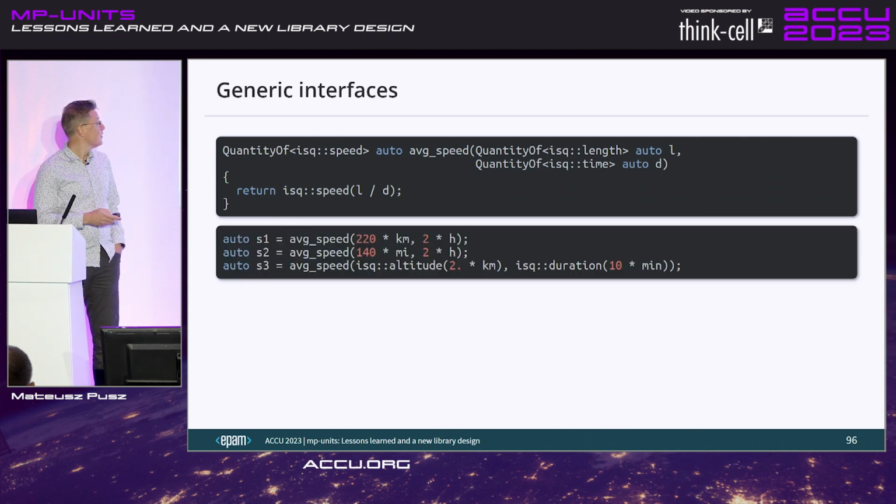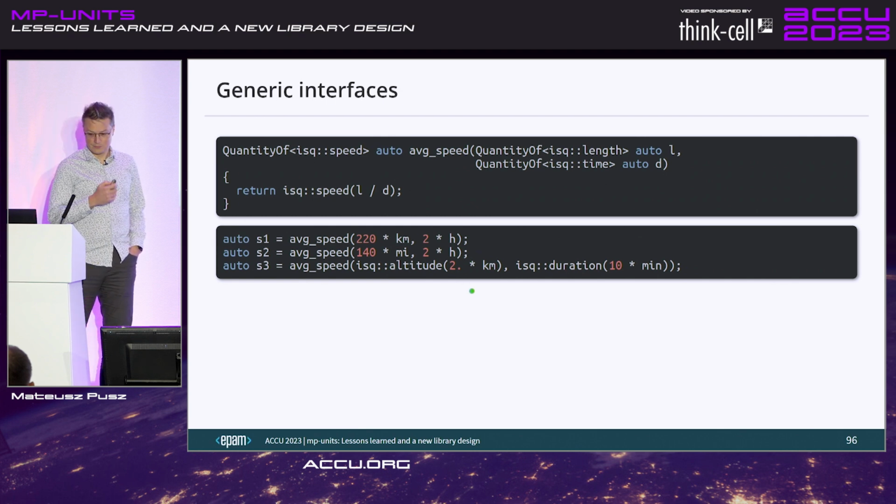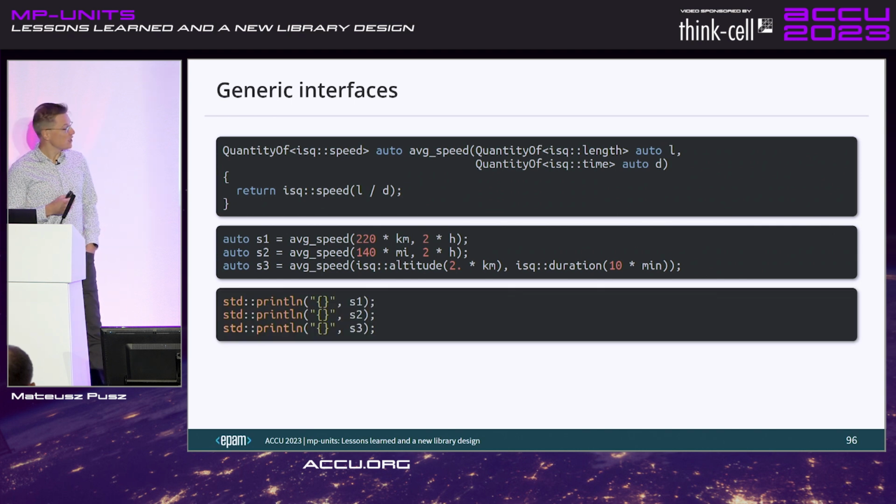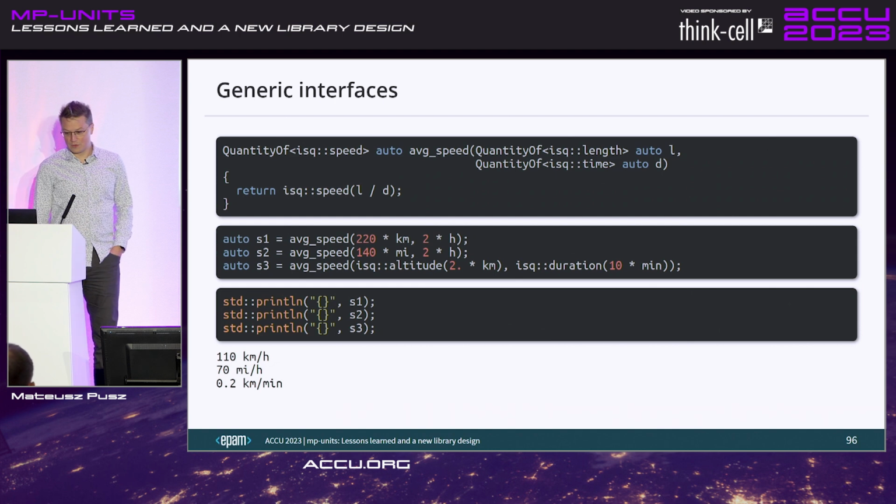that to the user. And then if I write average speed for kilometers, for miles, or even altitude and duration, it will work fine, right? Because, well, this is speed, the result of dividing altitude and the duration. And of course I can print that. I can print that and have the correct unit for all of the cases. C++23, right? Printing with print line and print.